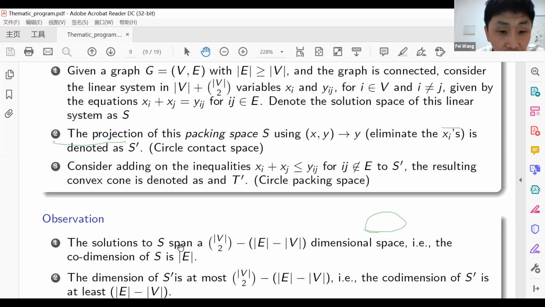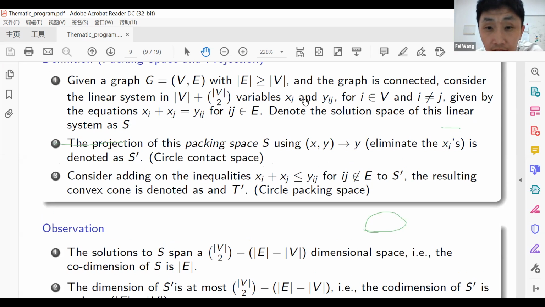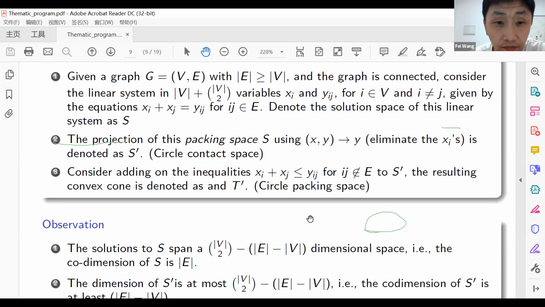So there's an observation. The solution of this linear system spans a V choose 2 minus E plus V dimensional space. That is saying that the codimension of S is E, right? Because there are V choose 2 plus V variables: X has V variables, and Yij has E variables, and the codimension is E because there are E constraints.